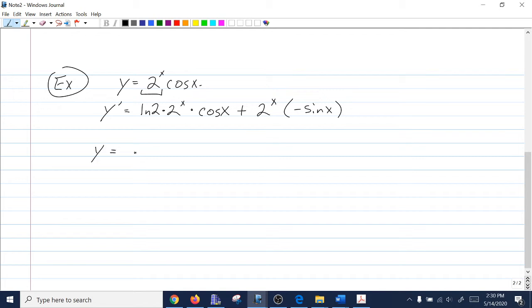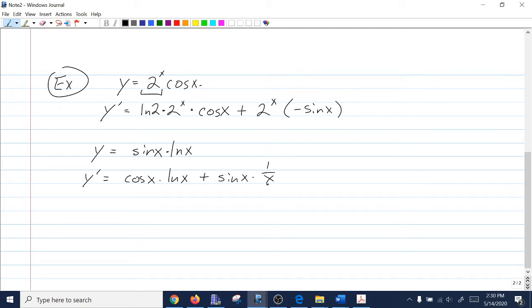If I hand you y equals sine x natural log x, derivative of that is derivative of the first times leave the second part alone, plus leave the first part alone, times derivative of the second.